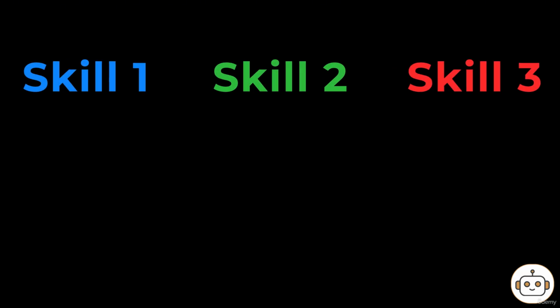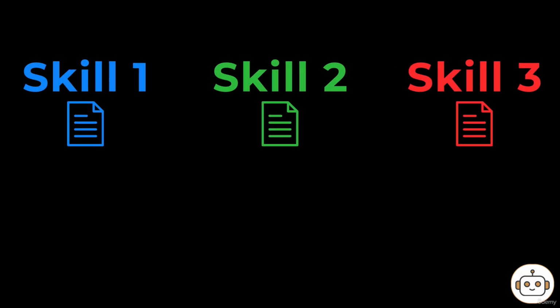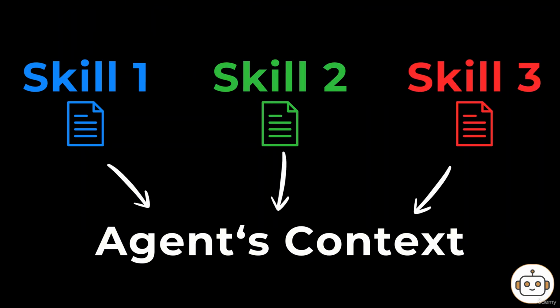If you take one thing from this video, it is this section. Let's say we've configured 3 skills. Each one has its own skill.md file. When you start a new conversation, the agent loads the name and description of each skill into its context. That's why writing clear descriptions and explicitly saying when to use each skill really matters.